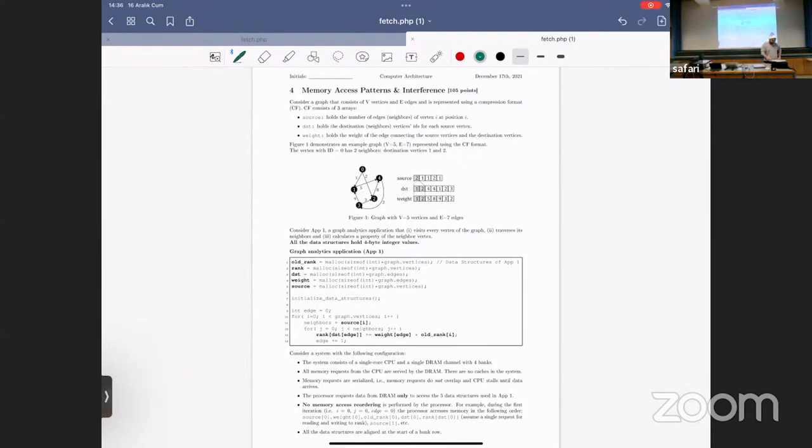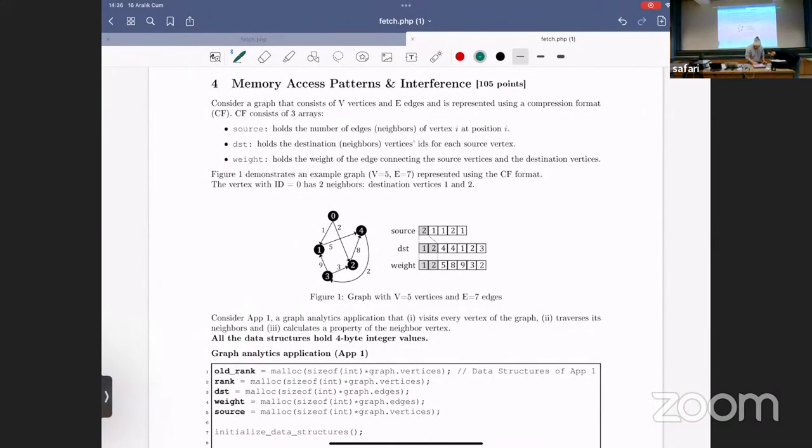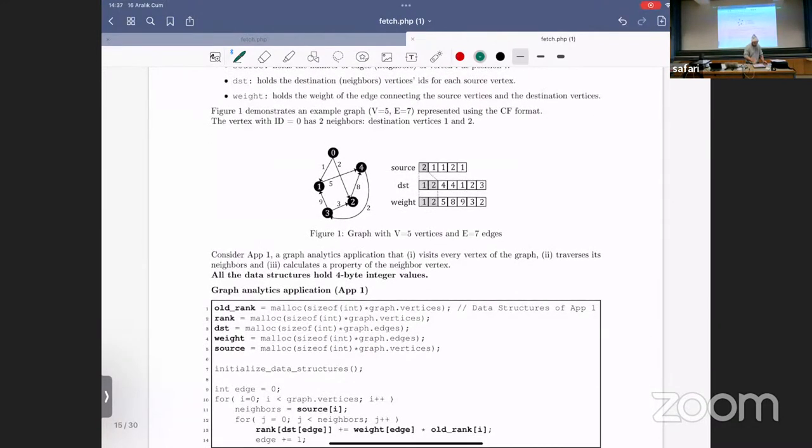I'm going to discuss the fourth question, the memory access patterns and interference. This is a question that is not so hard to solve, but you need to have more critical thinking rather than doing calculations. So let's start with the definitions here. You can see a graph with some vertices and a compression format. We don't really care about this. We just care about some specific properties of application one, so I'm not going to dig deeper into that.